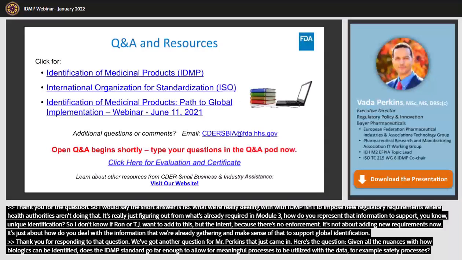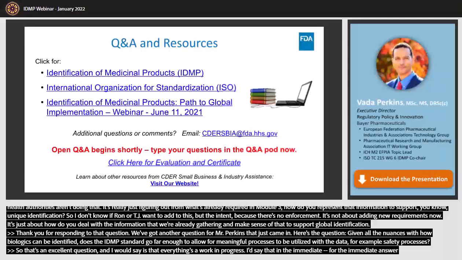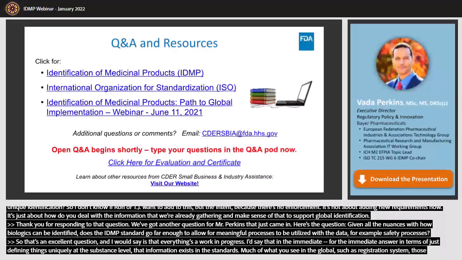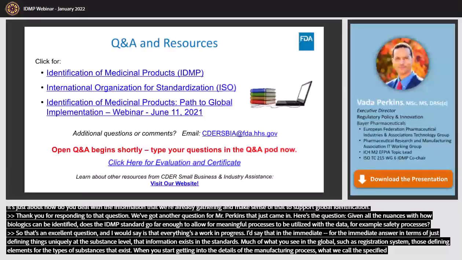So that's an excellent question. And I would say that everything's a work in progress. For the immediate answer, in terms of just defining things uniquely at the substance level, that information exists in the standards. Much of what you see in the Global Substance Registration System, those defining elements for the types of substances that exist. When you start getting into the details of the manufacturing process, what we call the specified substance in that group 4 specified substance, that requires a lot more work.